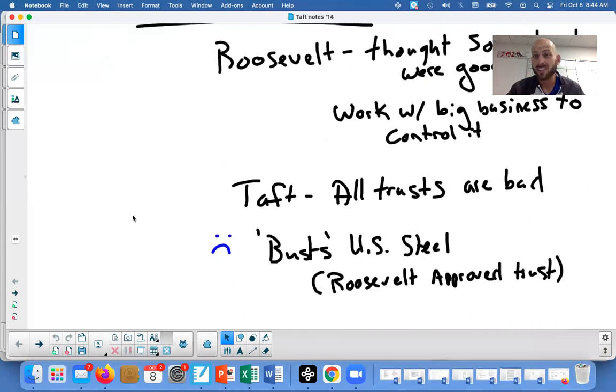As strong as US Steel is, it's a pretty good steel. That Bessemer method Carnegie Steel can't withstand the weight of William Howard Taft. I'm killing myself. Okay, so he busts up that U.S. Steel Trust, and the trust that Roosevelt had like given his stamp of approval on, right?